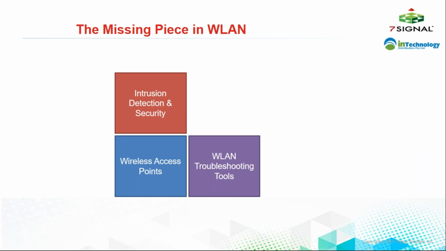So there has been this missing piece in wireless LAN operations. We have obviously the wireless access points, which are the backbone of our network. We came along with intrusion detection and security solutions, which are really big and popular today, very important so that we can proactively detect and keep our network secure. And then we've got these wireless LAN troubleshooting tools, and we use them in situations where people call us and indicate that they're having a bad experience, having difficulty, having trouble.